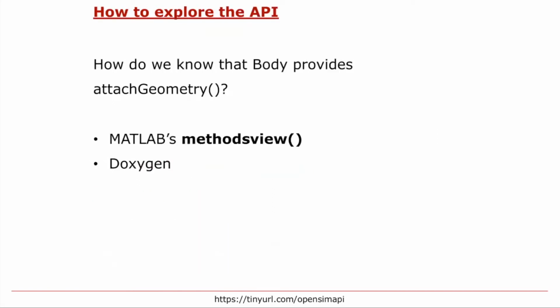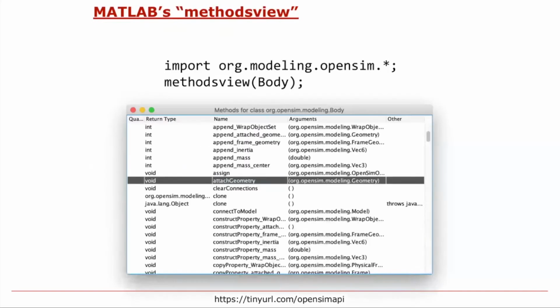How did I know that body has a function, attachGeometry? The two most useful ways for you to discover what functionality is available for a given class are Matlab's function methodsView, which shows all functions provided by a given class, and the Doxygen documentation website. For example, if I run the following in the Matlab command window, I'll get this pop-up. This window lists all functions provided by the body class, along with the arguments required by the functions, and what the functions return. This window doesn't provide much documentation other than the function signature.